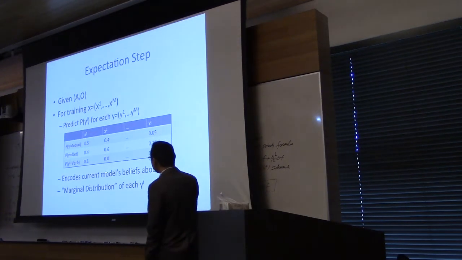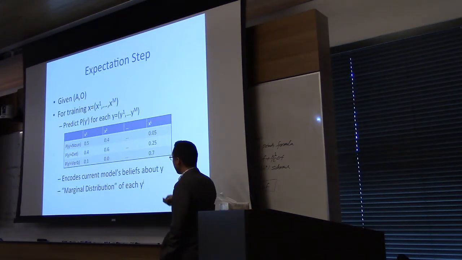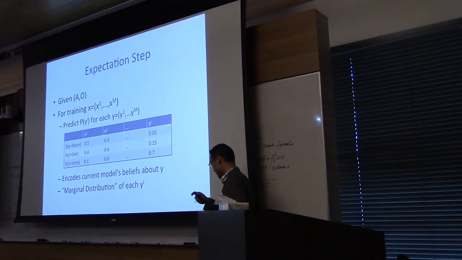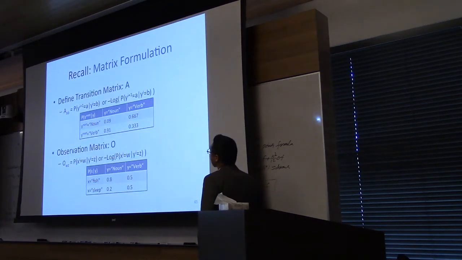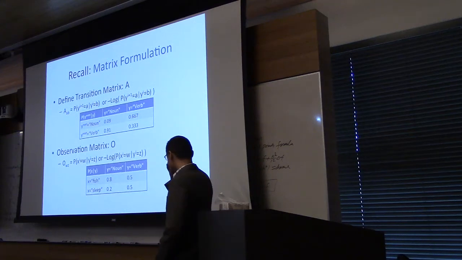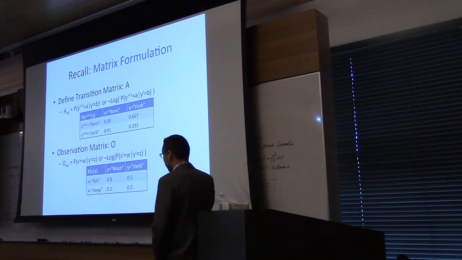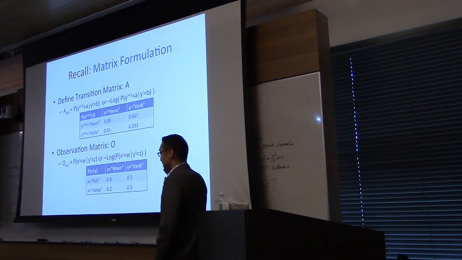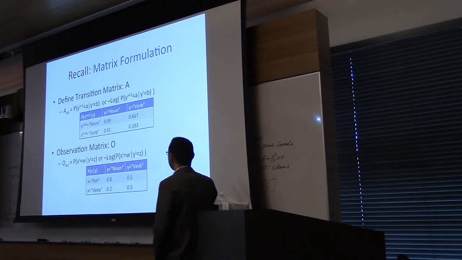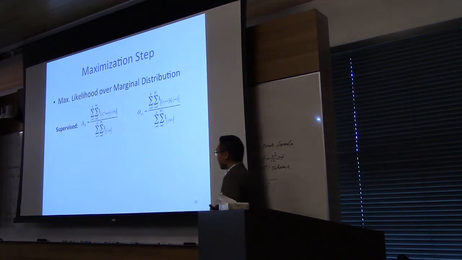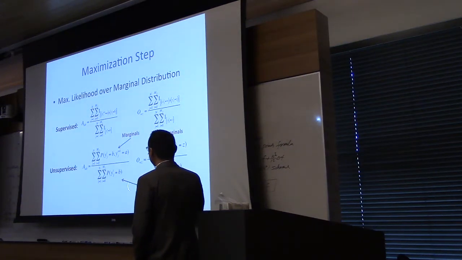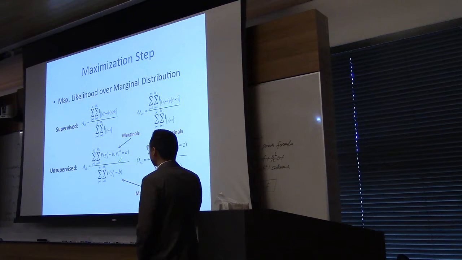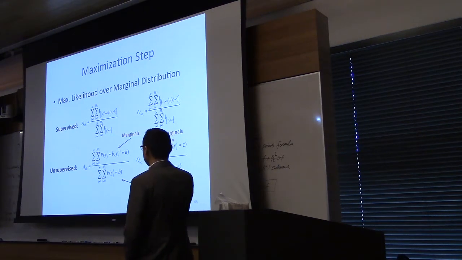This encodes the model's beliefs about the distribution, right? And you can think of this as the marginal distribution of each token. So this is the matrix formulation, and I recommend when you implement this in the homework to use the matrix version. It's orders of magnitude faster than writing for loops in terms of running time. And this is the maximization step. Basically the exact same thing, except instead of hard counts, we have soft probabilistic counts. But otherwise, it's the exact same formula.